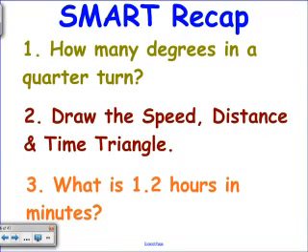Right, your smart recap. 3 questions for you to start with. You will need pencils, pens, rulers, protractors. Today you are going to be doing a lot of stuff for me. So the first one is a recap on what we did last week, but it plays a part in what we're going to be doing today.